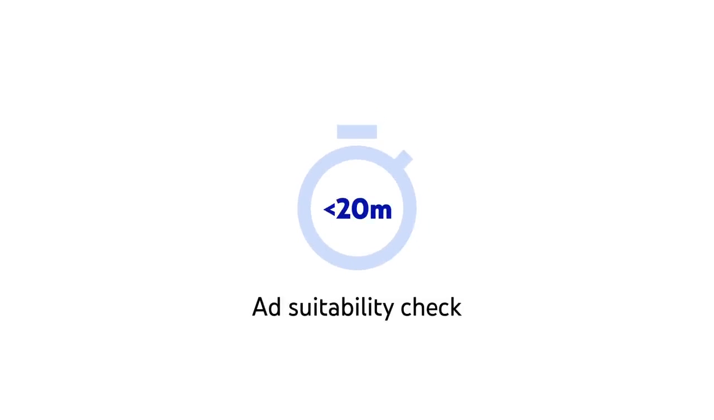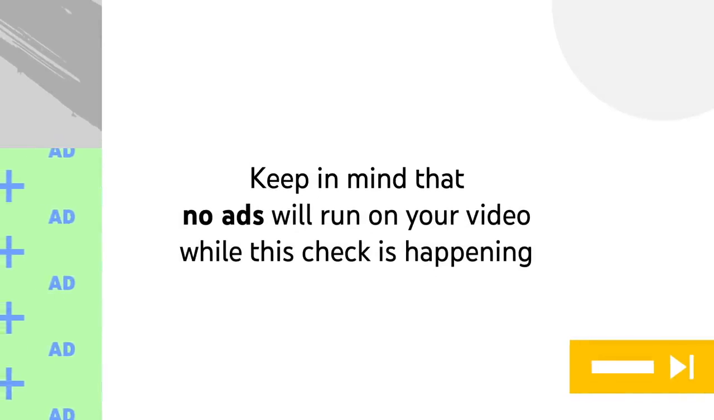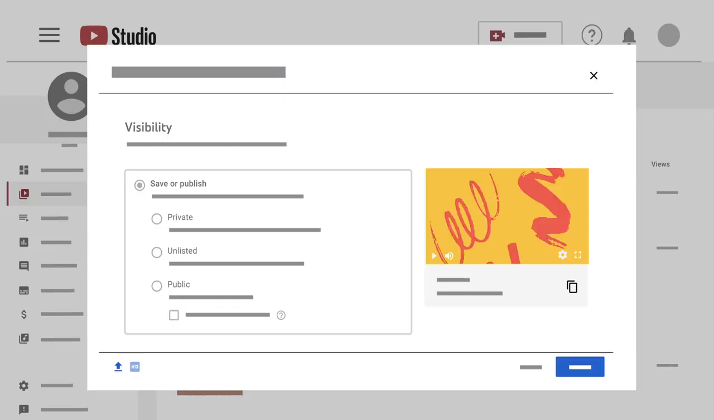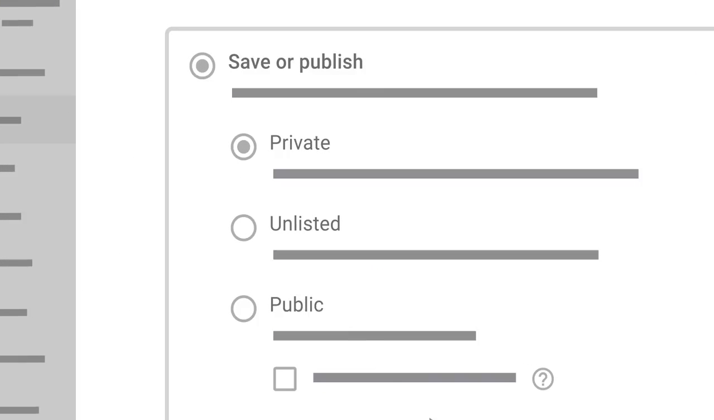The ad suitability check usually takes less than 20 minutes and at max an hour. Keep in mind that no ads will run on your video while this check is happening. So again, it's always best to upload your videos as unlisted or private and to wait for checking to complete.